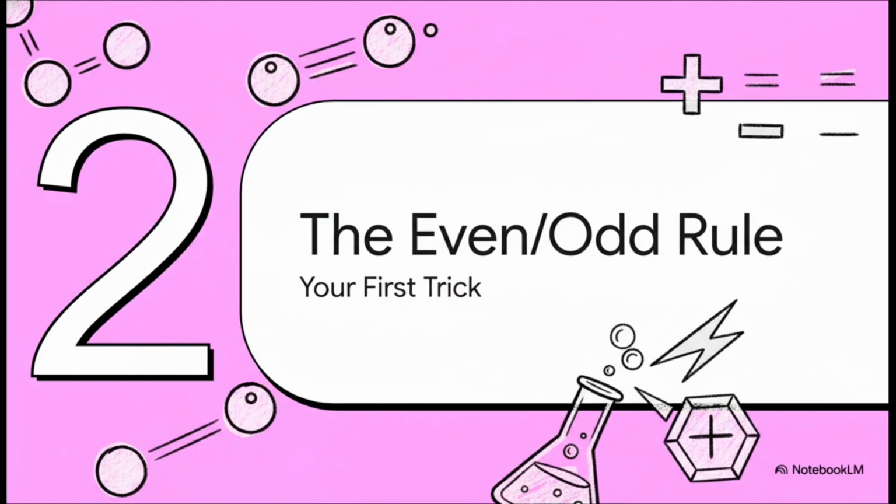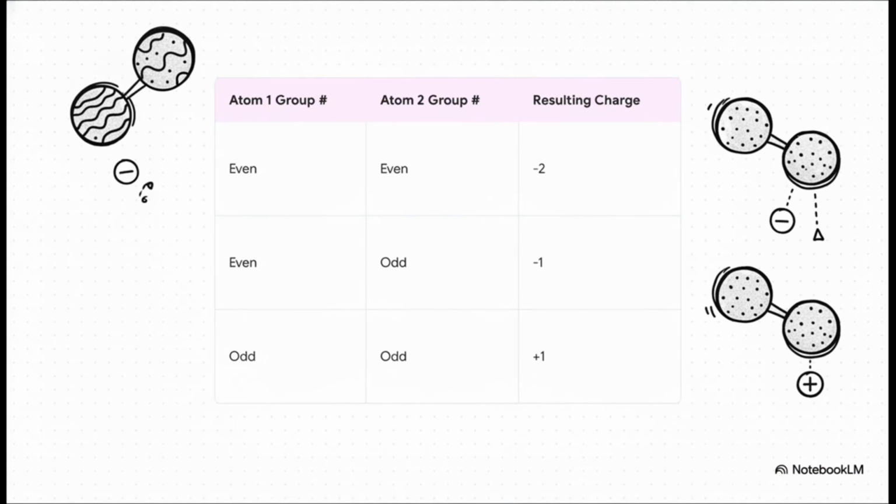Okay, let's dive right in with our first major shortcut. We're calling this the even/odd rule. And trust me, it's a fantastically simple trick for figuring out the charge on any polyatomic ion that's made of just two different elements. So here's how simple this is. You just look at the group numbers for the two atoms. If both of them are in an even numbered group, the charge is going to be -2. If you've got one even and one odd, the charge is -1. And for that one special case where both are odd, the charge is +1.